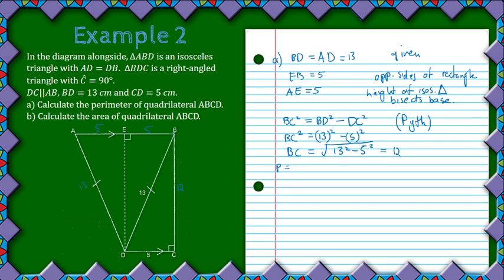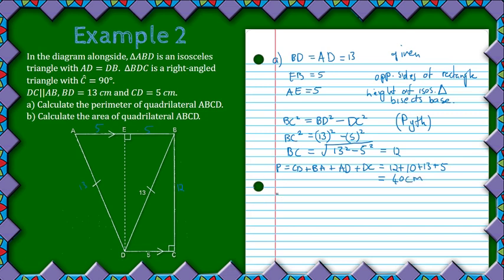So if this is equal to 12, I can now say that the perimeter will be equal to, if I go right around, CB plus BA plus AD, and then finally plus DC, which is equal to 12 plus 10 plus 13 plus 5. Right, so this then is equal to 22, this is equal to 35, plus 5 is equal to 40 centimeters.